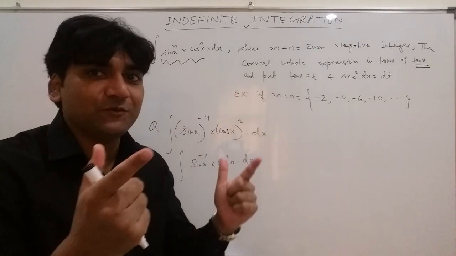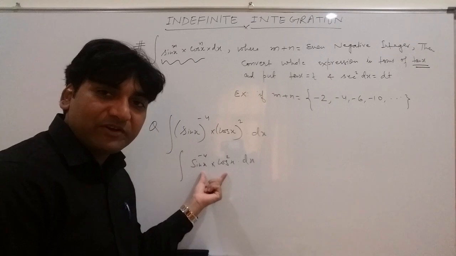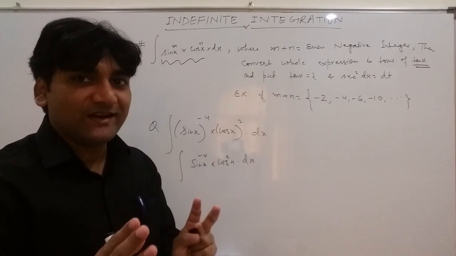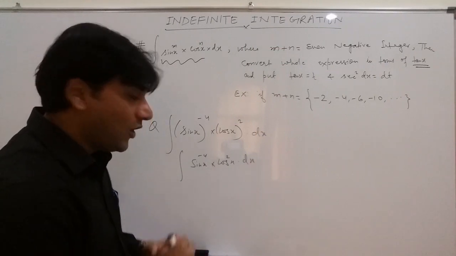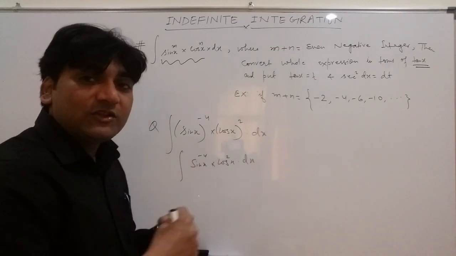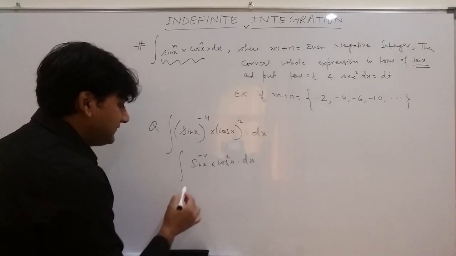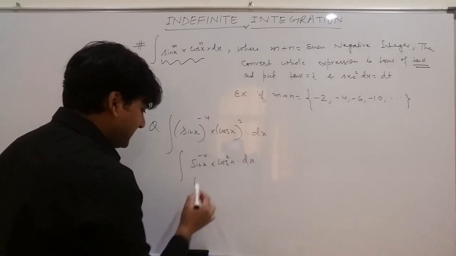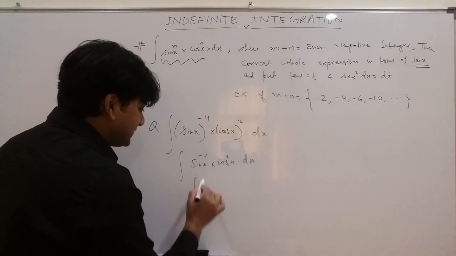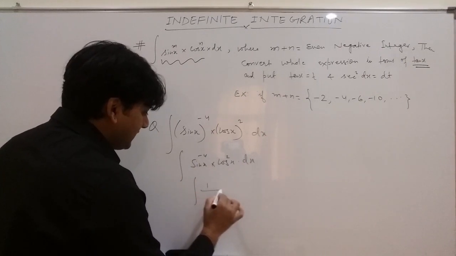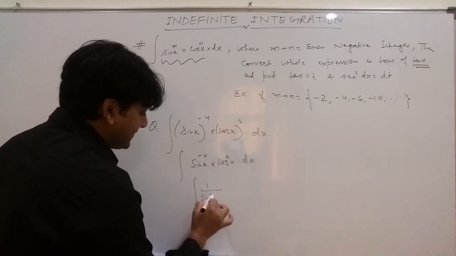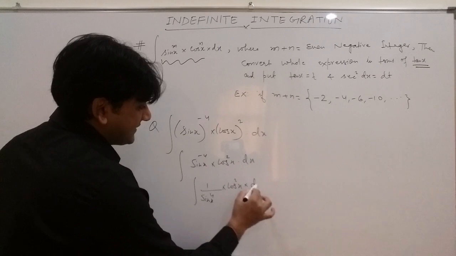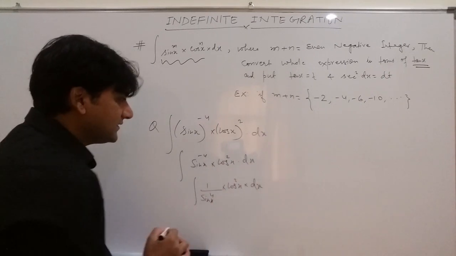Okay, now what we have to do? We have to convert this expression in terms of tan x and sec square x dx, right? So let's understand how. Now the next point is how you will convert. We have to use trigonometric identities, formulas. Check. So this is sin x raised to minus 4. So we can write 1 over sin x raised to 4 times cos square x times dx, right? We got this.